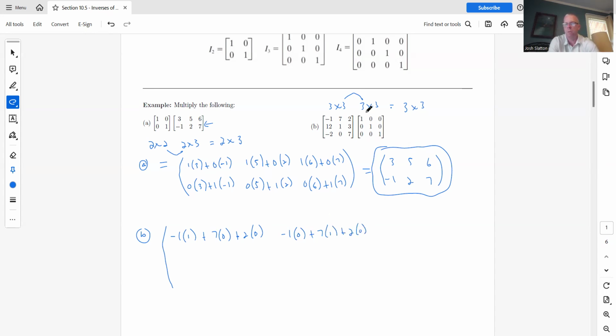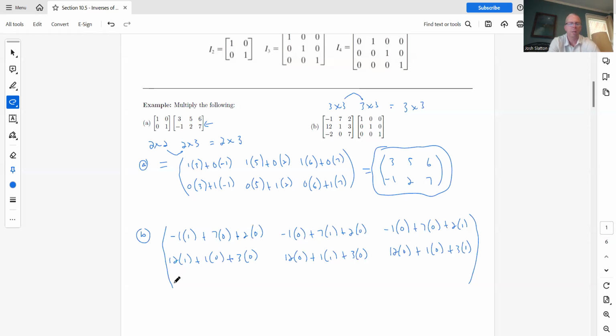So first row, second column. First row, third column, we have -1 times 0 plus 7 times 0 plus 2 times 1. And then second row, we have 12 times 1 plus 1 times 0 plus 3 times 0. Then second row, second column, 12 times 0 plus 1 times 1 plus 3 times 0. And then second row, third column, 12 times 0 plus 1 times 0 plus 3 times 1.